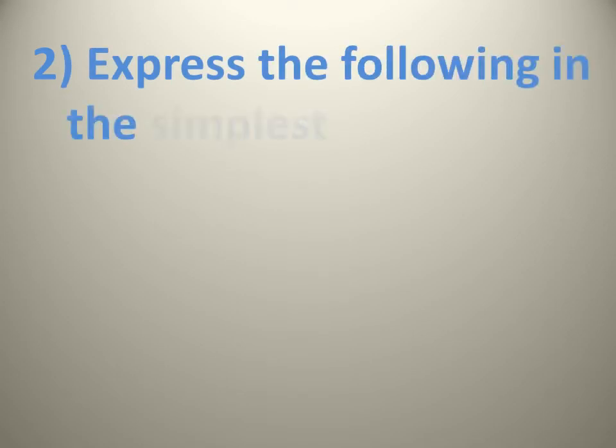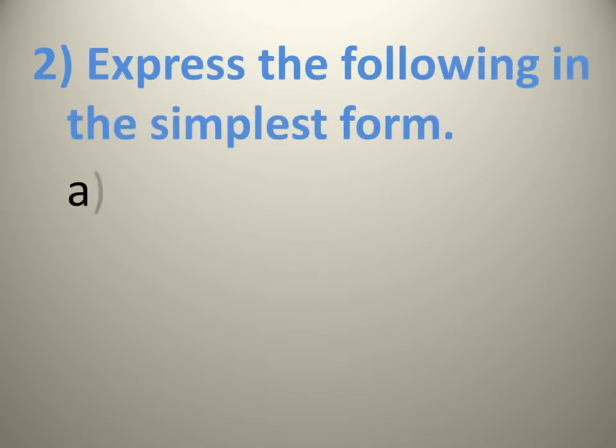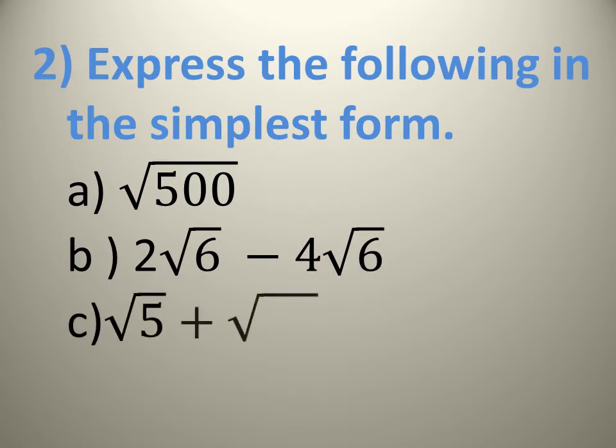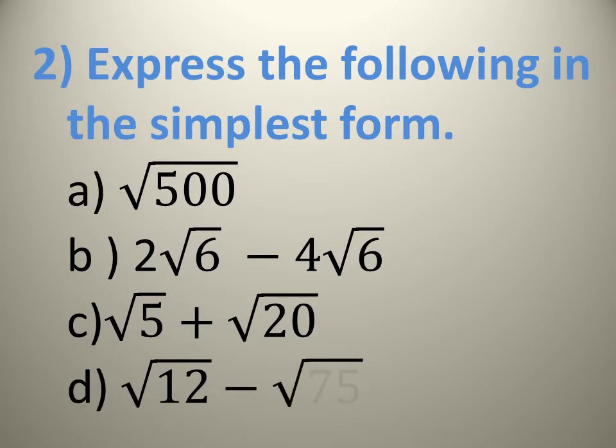Example 2. Express the following in the simplest form. a. root 500, b. 2 root 6 minus 4 root 6, c. root 5 plus root 20, d. root 12 minus root 75 minus root 192.